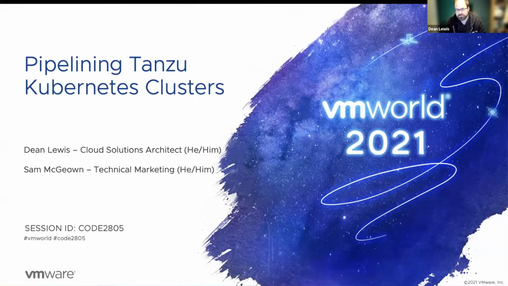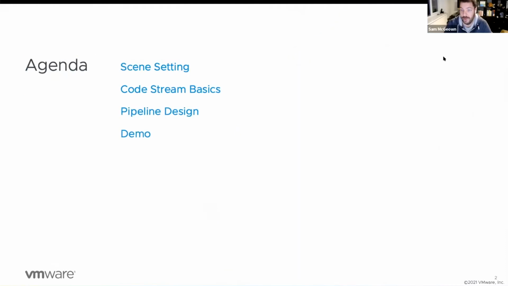This session is part of the Code Connect events that's tied to VMworld 2021 this year. And today we're going to be looking at how we can pipeline Tanzu Kubernetes clusters using vRealize Automation. My name's Dean Lewis, and we've also got my colleague Sam McGowan with us as well. Good evening, everybody, or good morning, good afternoon, wherever you are.